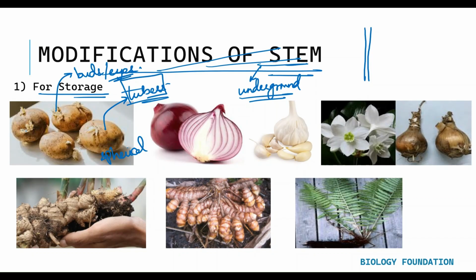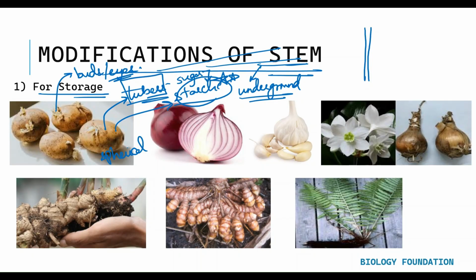modification here the stem is present inside the soil, so it's an underground stem that gets modified to store food. An example is potato, where the edible part, which is potato, is the stem part which gets modified and is rich in food. And these potatoes are basically rich in a particular sugar known as starch. Okay, so potatoes are rich in a sugar known as starch.